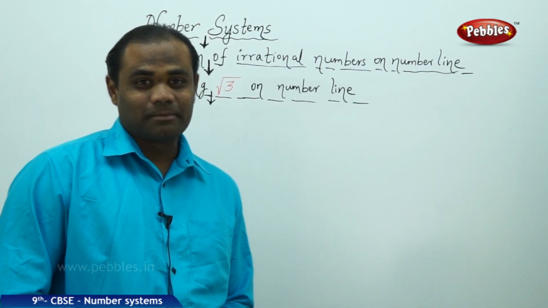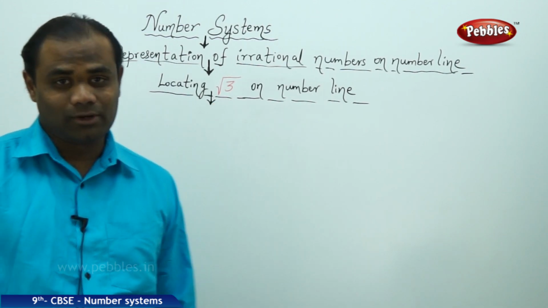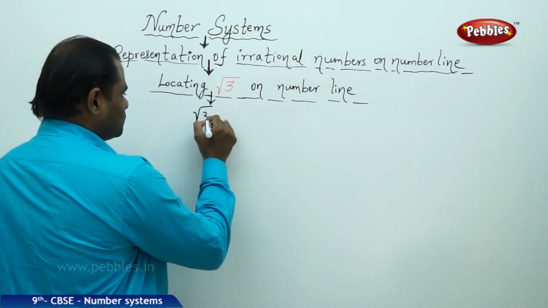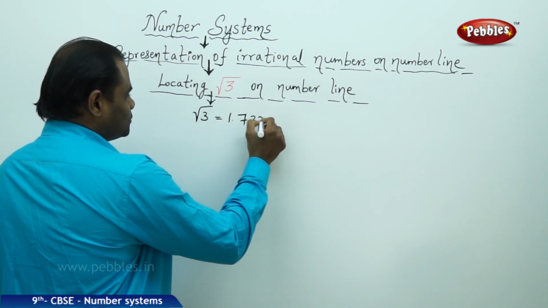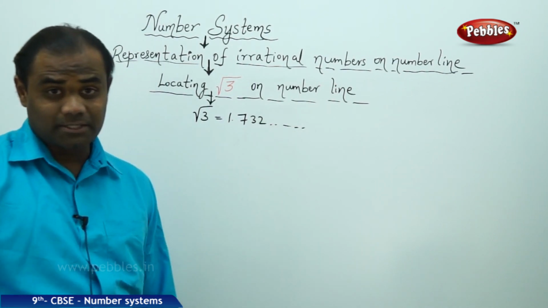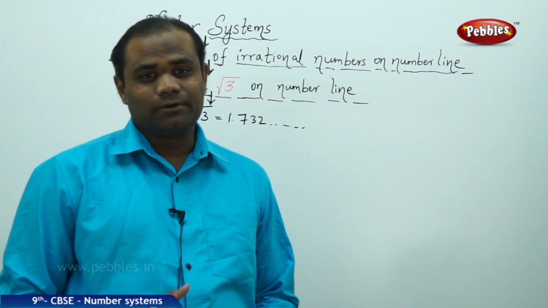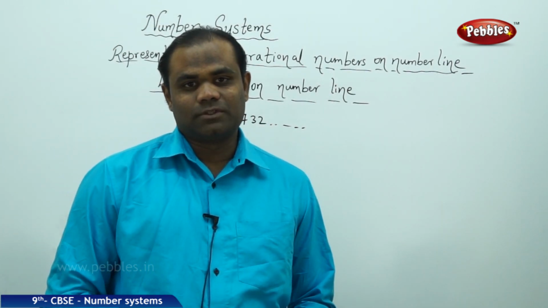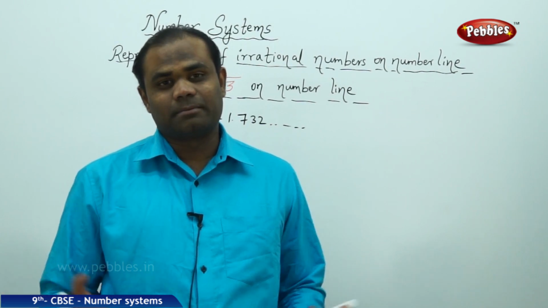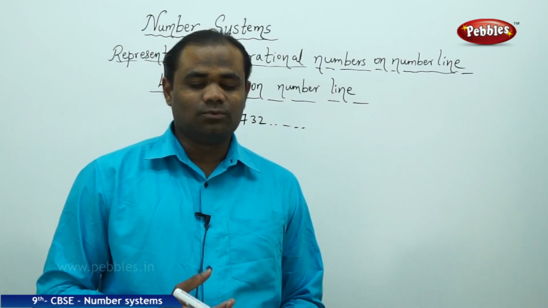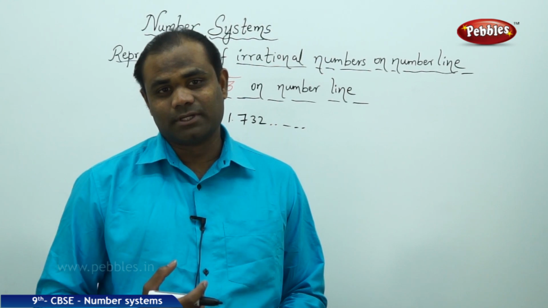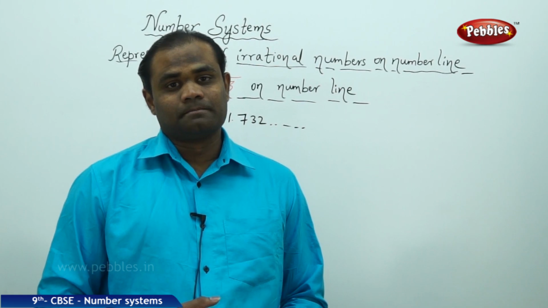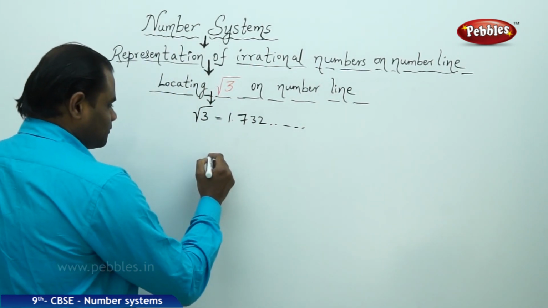Next, let's see how to represent the irrational number root 3 on the number line. Of course, root 3 has the value 1.732 and so on and so forth in its decimal representation. This irrational number root 3, I would like to represent on the number line, just like root 2. So let's see what geometrical concept can be used in case of root 3 to construct on the real number line.